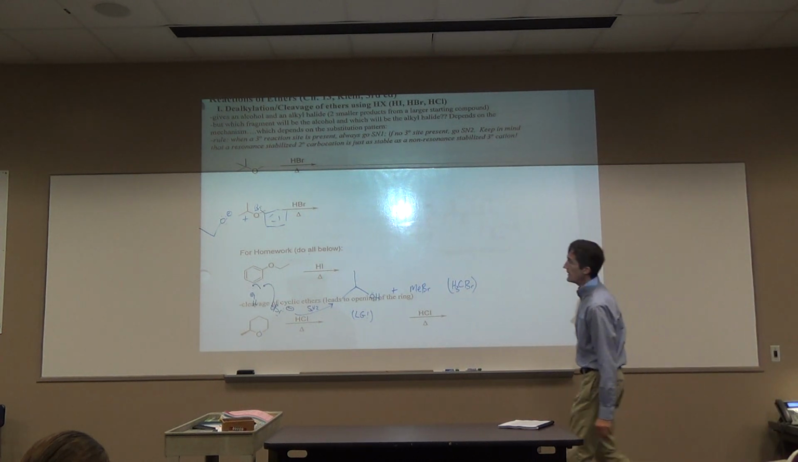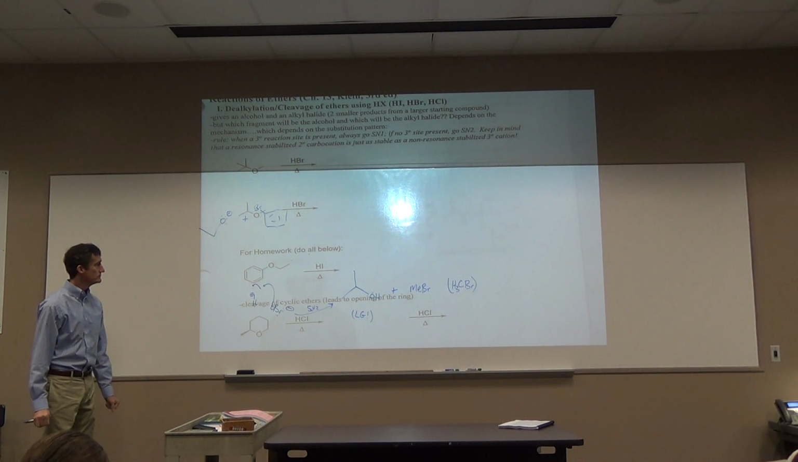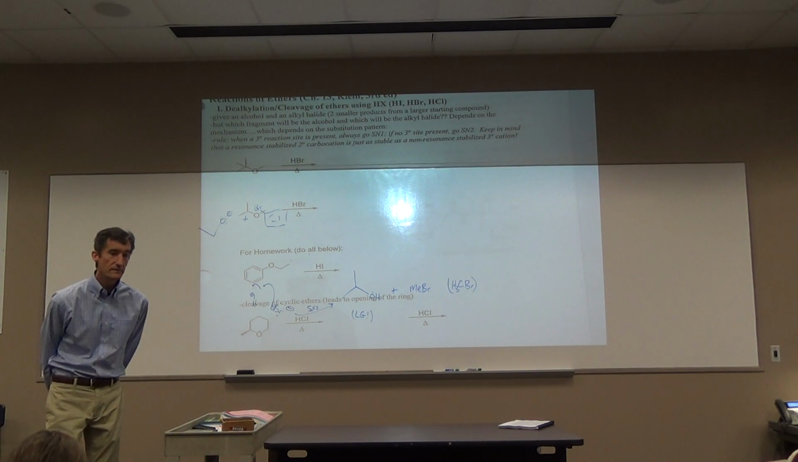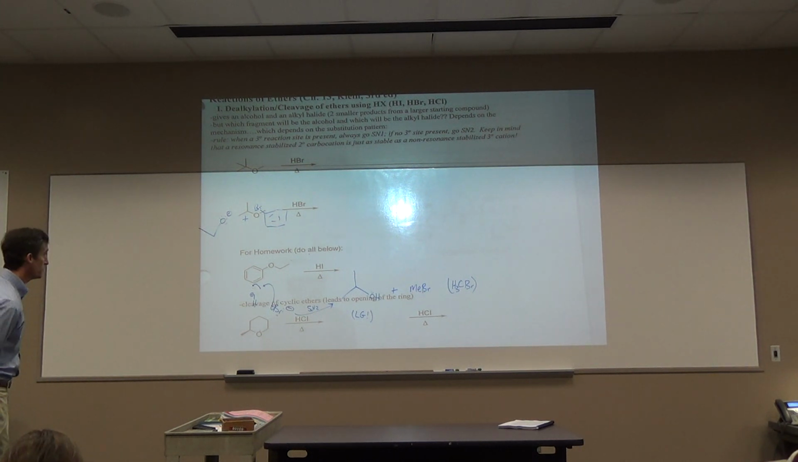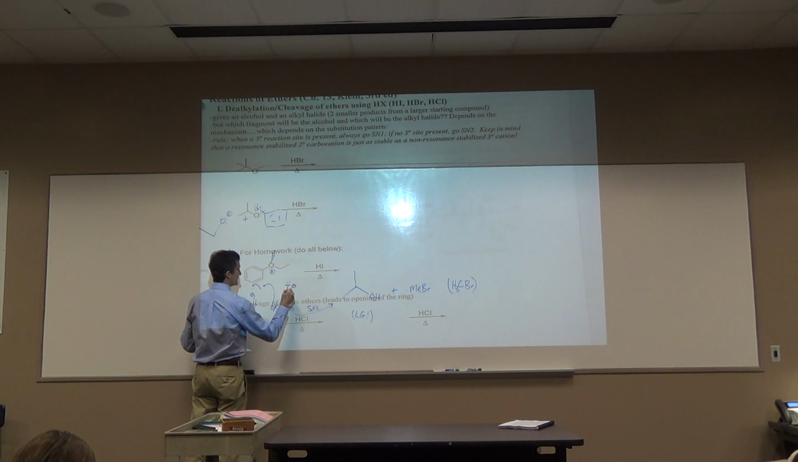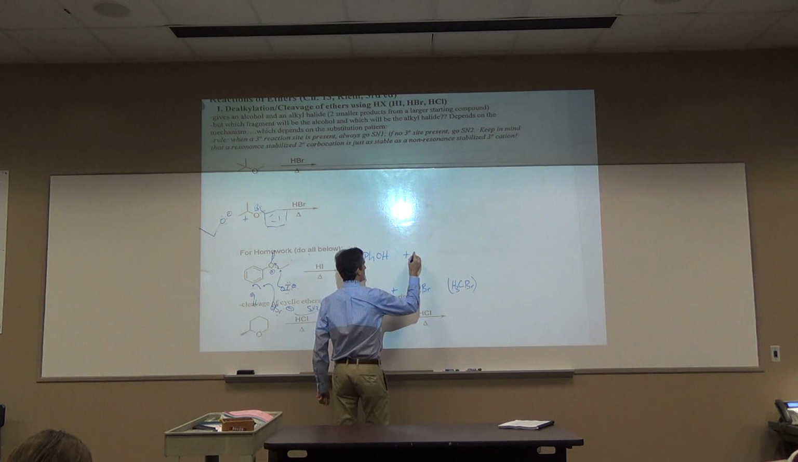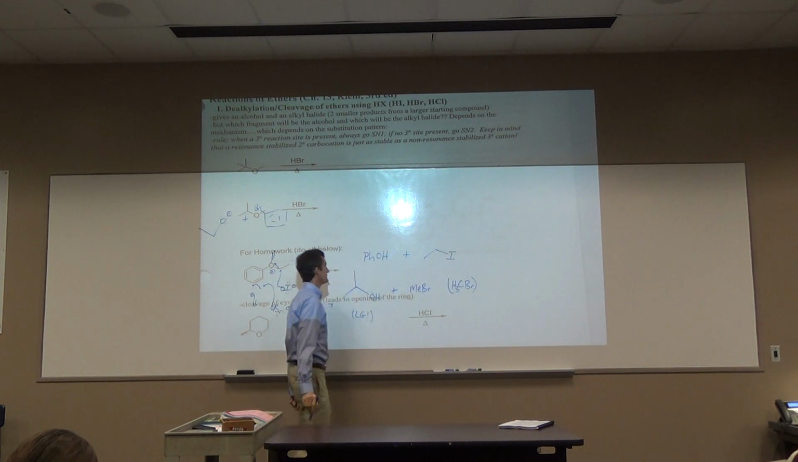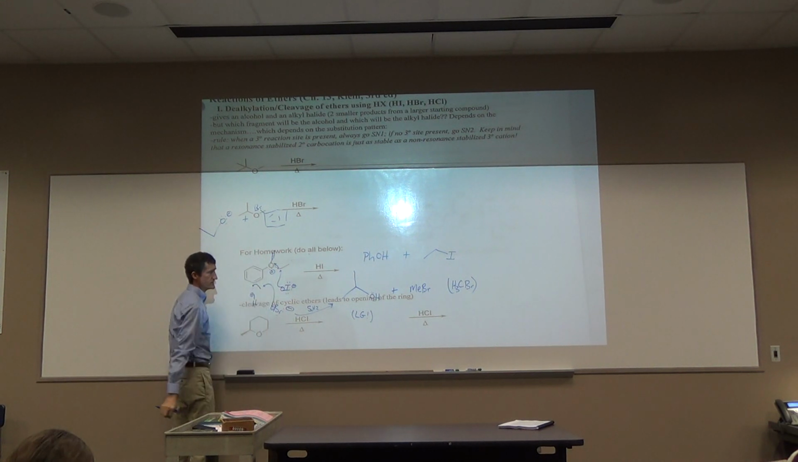Okay, how about this one here? Product here. Name your products. Phenol plus what? Phenol plus ethyl iodide. Protonate the oxygen, and then what? The I minus attacks where? Right here, kicks that off, and we get phenol plus ethyl iodide. Is it going to attack over here and kick the oxygen off there?